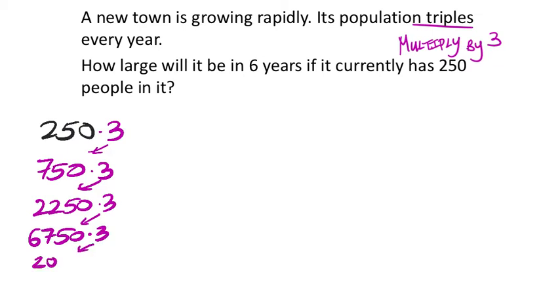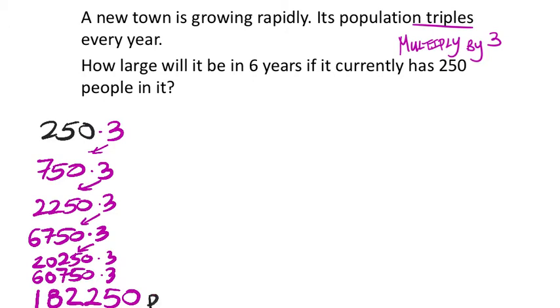So that would be 20,250. It triples again. This is the 5th year. That's 60,750 people. But again, it triples. This would be the 6th year here. So times by 3, and you'd have 182,250. I'll just put people. Now that should be my answer. That's what I was asking for. How large will it be in 6 years if it currently has 250 people in it? Well, we just figured that out.